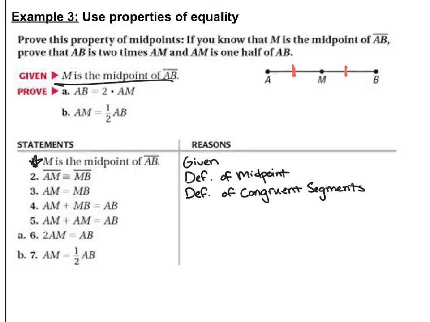Okay, on to number 4. AM plus MB equals AB. Again, remember, if we know that two smaller segments add up to a larger segment, we know that that's called the segment addition postulate. Kind of like the angle addition postulate, only we're dealing with segments here.